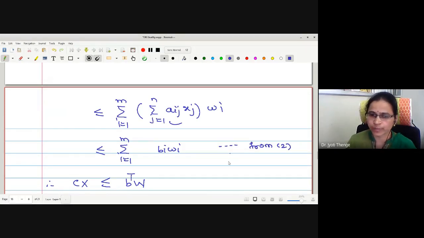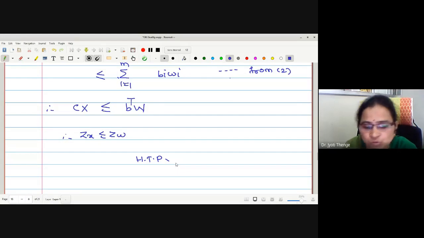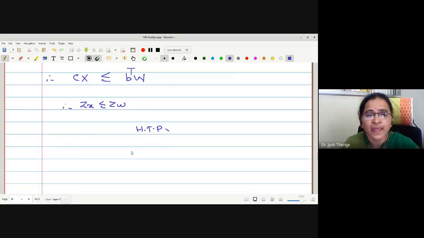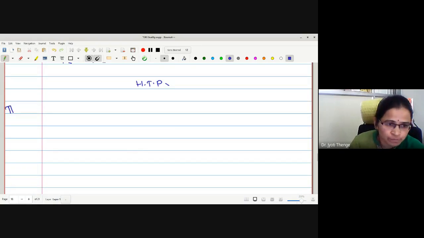Correct, no? Now if I replace this bracket by bi, it is less than or equal to summation biwi. But summation biwi is nothing but the objective function of the dual. Therefore, in matrix form we can write this as B transpose W. Hence, we have proved Cx is less than or equal to B transpose W, that is, Zx is less than or equal to Zw. The objective function of the primal is less than or equal to the objective function of the dual, but for feasible solutions. This we are not writing for the optimal solutions. Next theorem we will see in case of the optimal solutions as well.